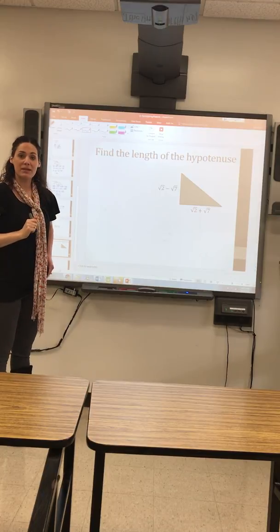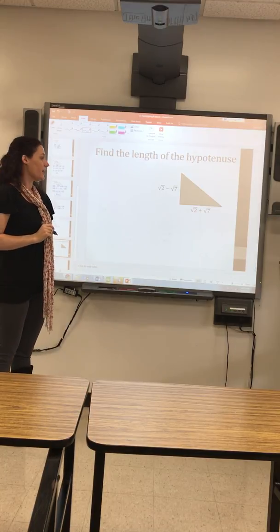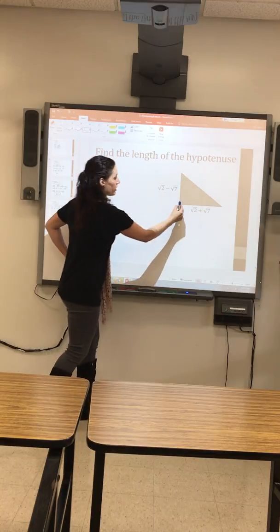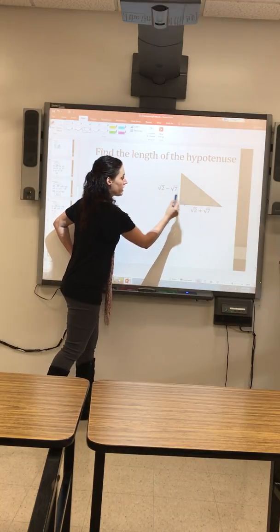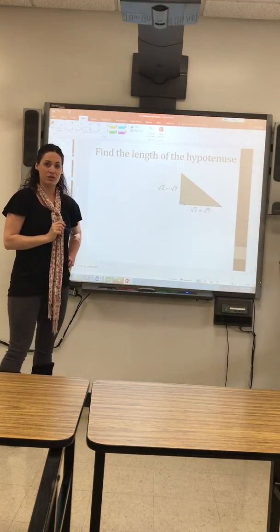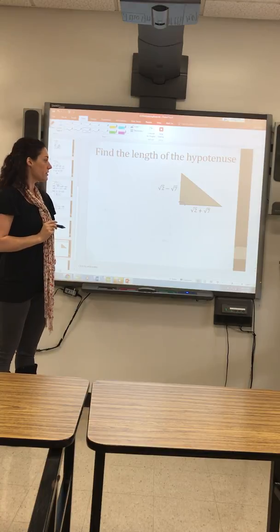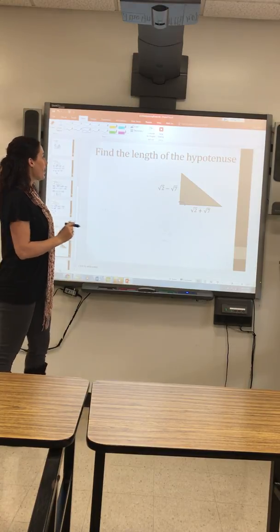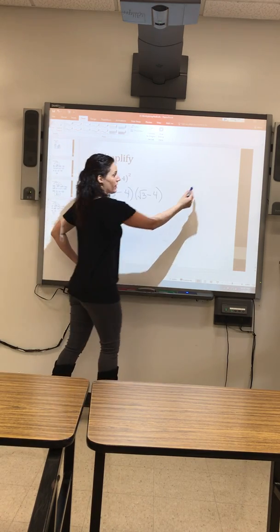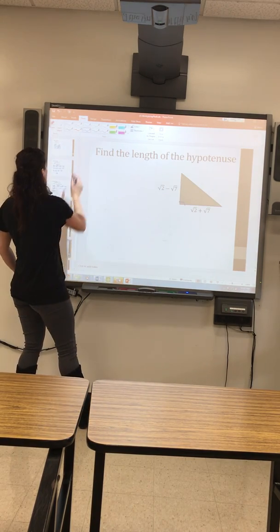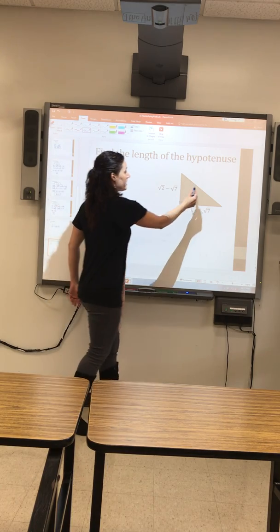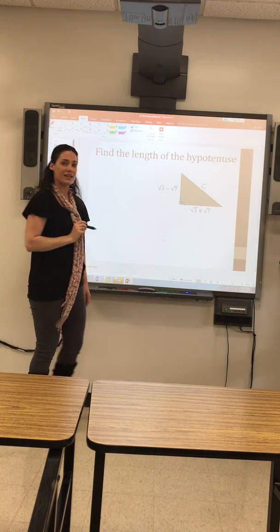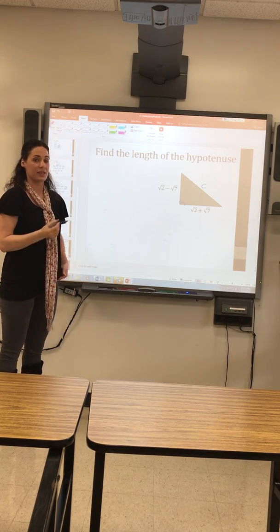The last problem is dealing with right triangles, and this is the right triangle, by the way. So go ahead and draw your right triangle. The base is going to be the square root of 2 plus the square root of 7. The height is the square root of 2 minus the square root of 7. And your job is to figure out what the hypotenuse is. Hypotenuse is going to be this side right over here. So I'm going to call it C since it's the C in the Pythagorean theorem.